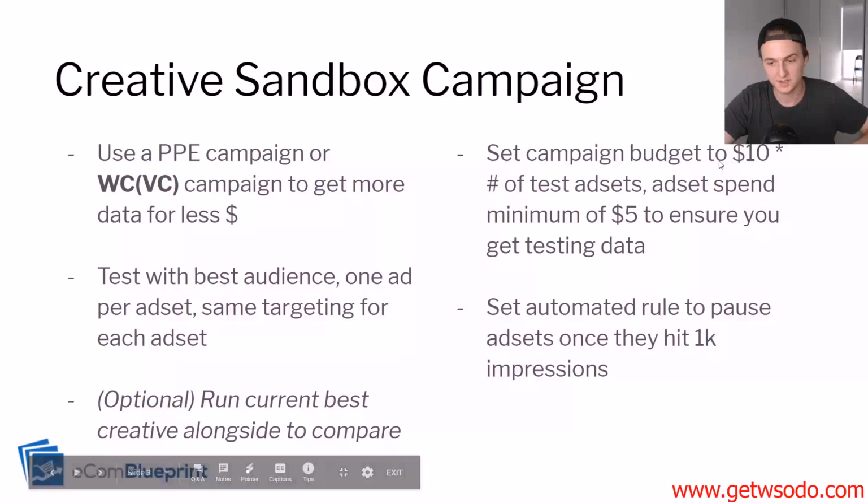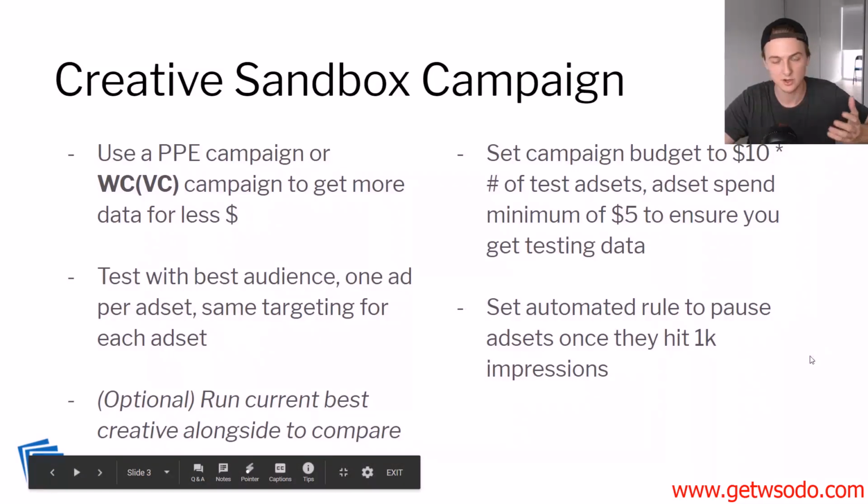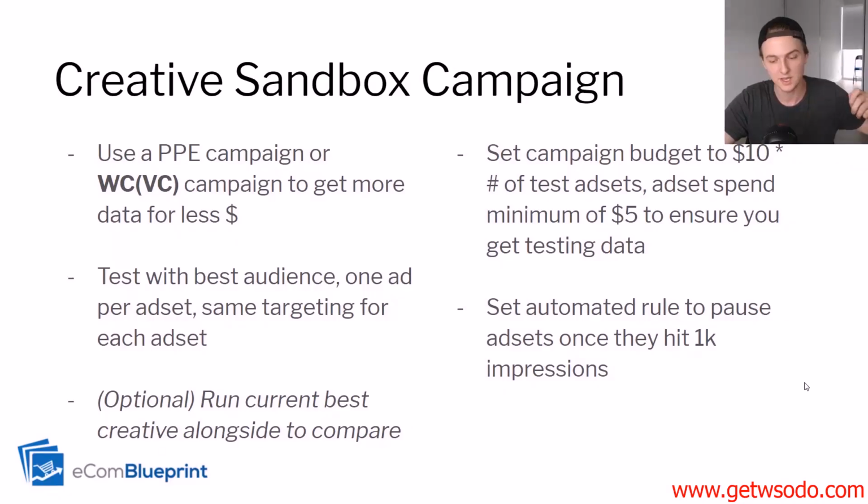Now the campaign budget, you want to set this to $10 times the number of test ad sets. So, if you're testing 5 ad sets, 5 times 10, $50 campaign budget. You want to set ad set spend limits for each ad set of half of the budget per ad set. Same thing that I explained in the previous Facebook ads launch strategy lesson. So if you're doing $10 per test ad set, you want to set a spend limit of minimum $5 just to ensure that each ad gets some testing data. And then this is also optional, but this is what I've been doing recently. I just set an automated rule to pause each ad set once it hits 1,000 impressions. And then once they all have 1,000 impressions, they're all automatically paused. And then that's when I'm going to compare the data.